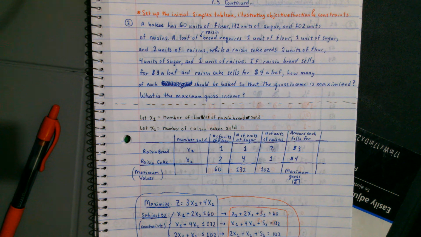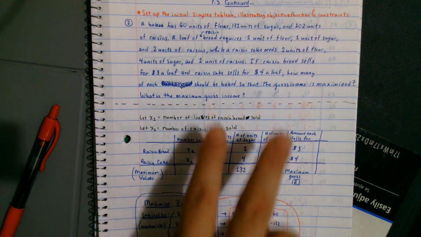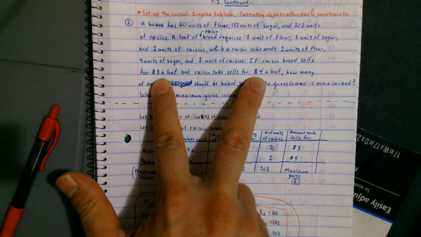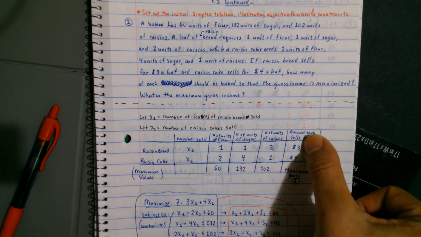If raisin bread sells for $3 a loaf, and raisin cake sells for $4 a loaf, how many of each should be baked so that the gross income is maximized? And then what is the maximum gross income? So you're trying to maximize how much money he makes for doing this. So it's how much you sell. One sells for 3, one sells for 4.